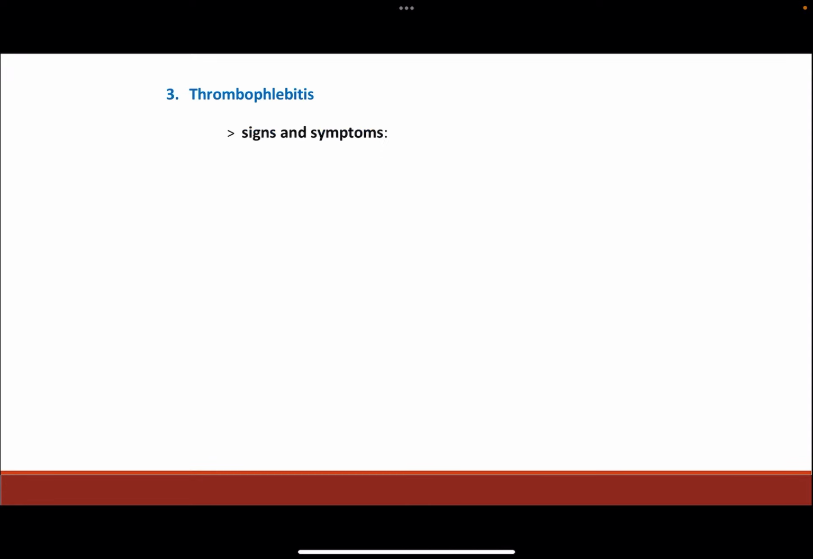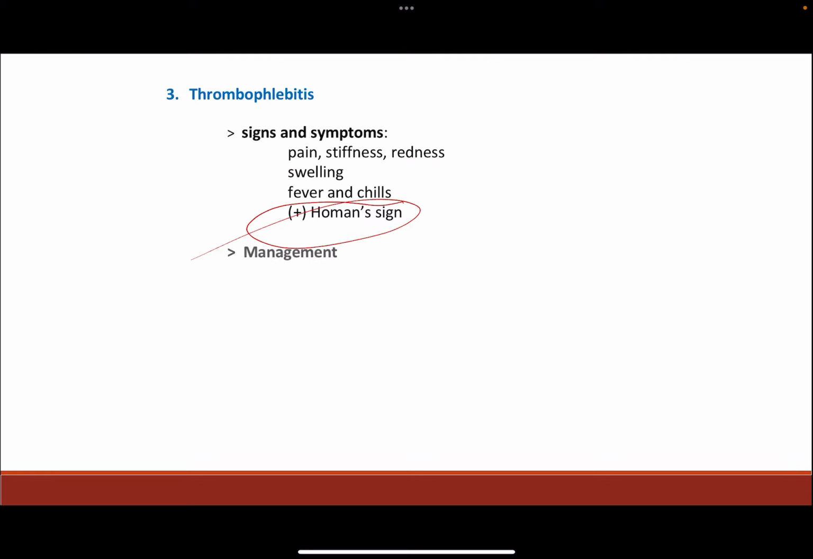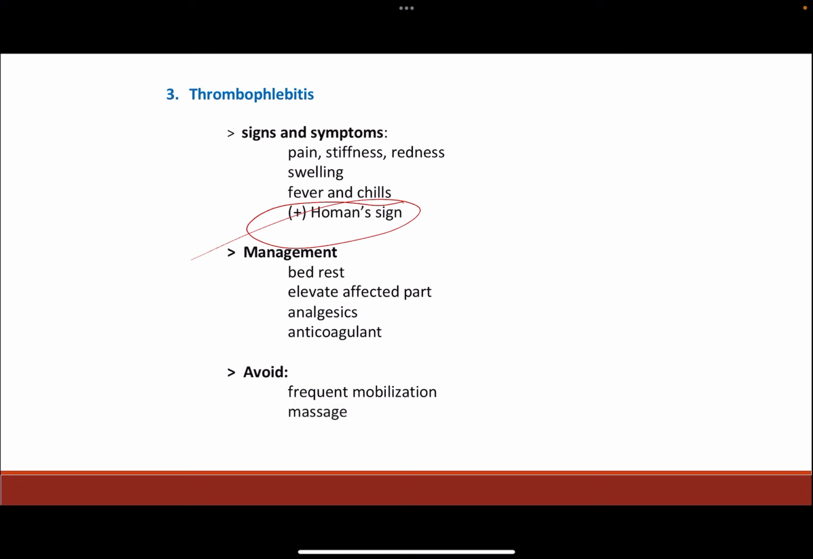Thrombophlebitis also has signs and symptoms of pain, stiffness, redness, swelling, fever, and chills, and also a positive Homan sign. How do we check for a positive Homan sign on our feet? We flex our feet, and if there is pain, the patient has a positive Homan sign. So the management is bed rest, elevate the affected part of the leg, analgesic, anticoagulant, avoid frequent mobilization and massage, and thrombolytic agent.